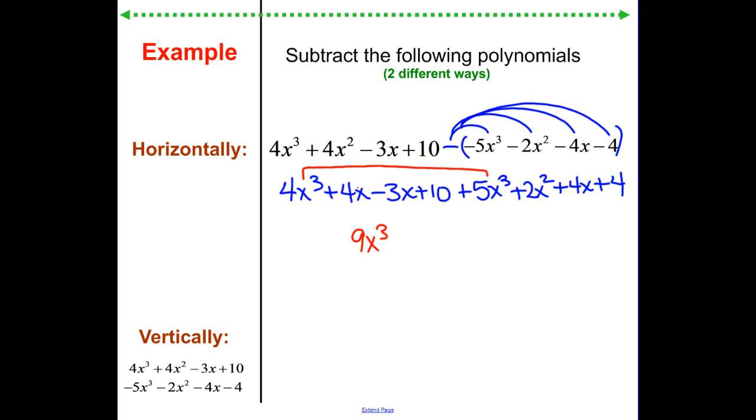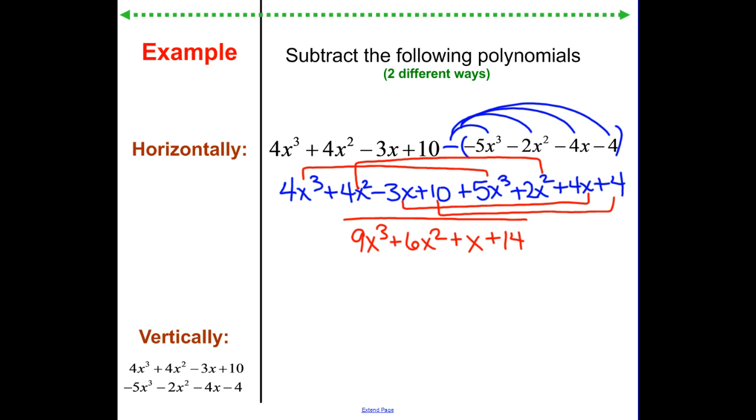Then I'm going to do my 4x, I forgot my squared on that. 4x squared, I'm going to put that with my 2x squared, so we're going to get a positive 6x squared. Then we have negative 3x with positive 4x, which is going to make positive 1x. And then we have positive 10x with our positive 4, which is going to be positive 14. Now make sure you put your parentheses around that second polynomial to get every single one of those to become the opposite.